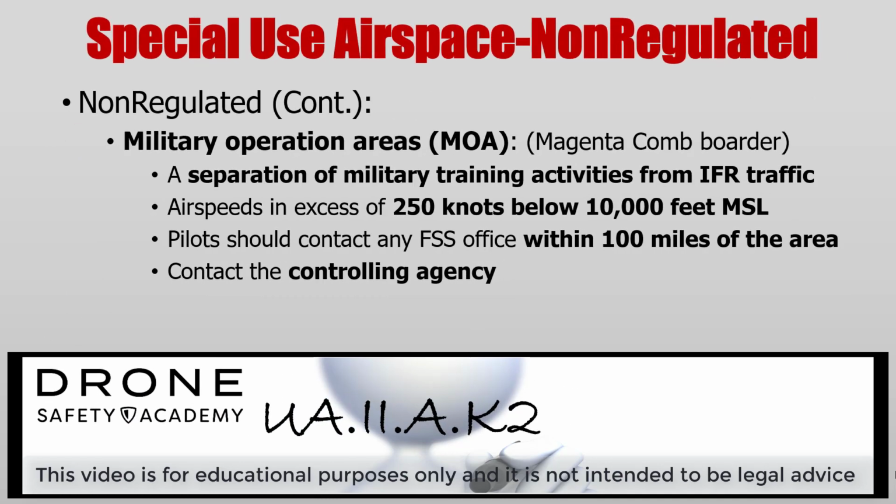Military operation areas, or MOAs, also have a magenta cone border. These areas are a separation of military training activities from IFR traffic, that is to say, instrument flight rule traffic. Aircraft airspeeds may be in excess of 250 knots below 10,000 feet MSL, and pilots should contact any FSS office within 100 miles of the area, and if necessary, contact the controlling agency.